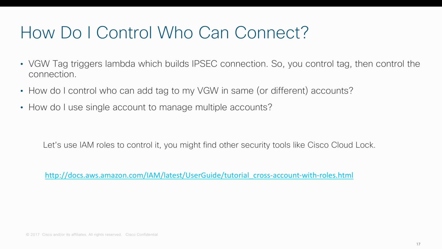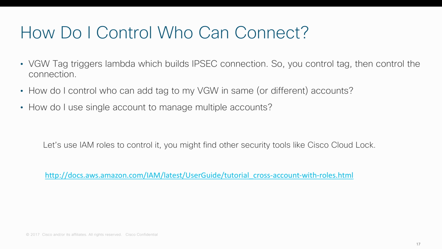This one is pretty interesting. So how do I control who can connect? The VGW tag is pretty important because it's going to trigger the Lambda function which builds the IPsec connection. So who controls the tag, who controls the connection? And then you probably have the question, how do I control who can add tags to my VGW, probably in the same account or in a different account? How do I use a single account to manage multiple accounts? That's the topic I'm going to cover in this part.